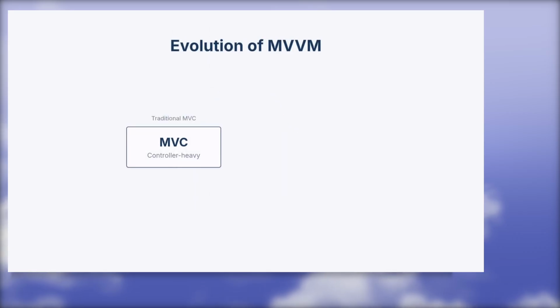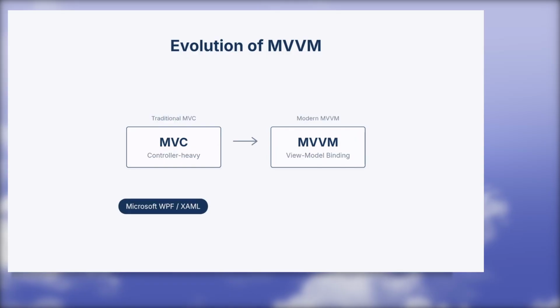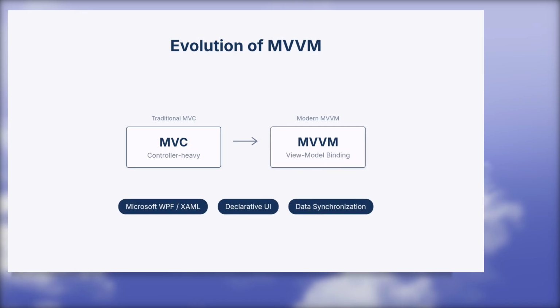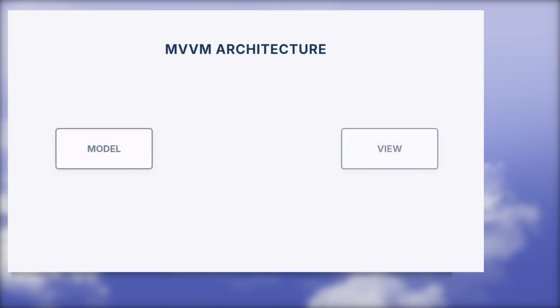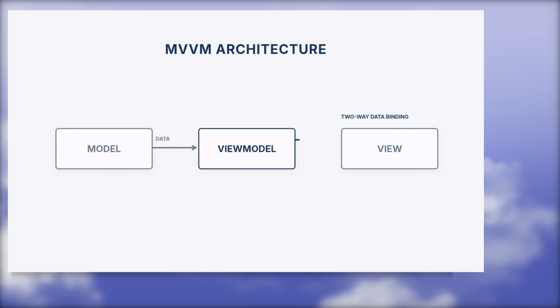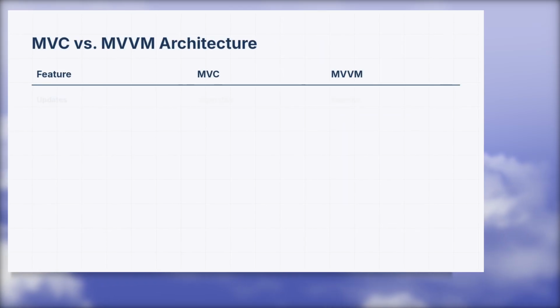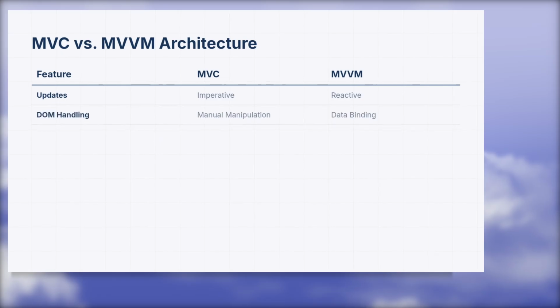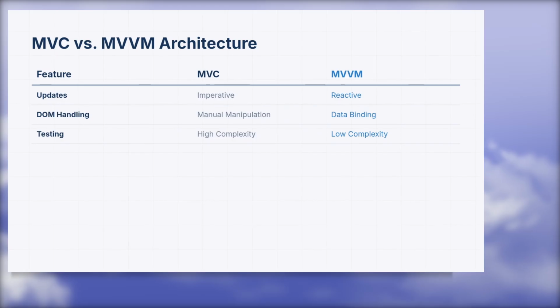MVVM evolved later, particularly popularized by Microsoft's WPF. It was designed to leverage declarative UI and automated data synchronization between the view and logic layers. The key technical shift in MVVM is the view model. It acts as a converter, exposing data from the model in a way that the view can easily consume through reactive data binding. Comparing the two, MVC relies on explicit updates, while MVVM uses observers or binders to keep the UI in sync, reducing the need for manual DOM manipulation.